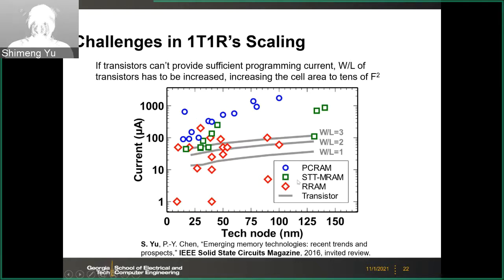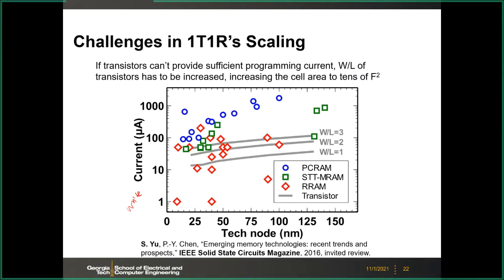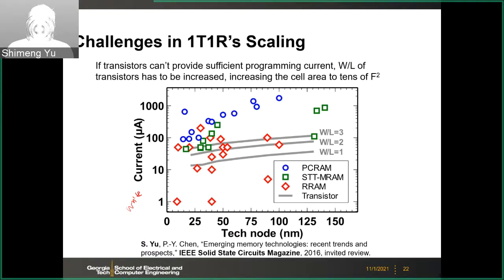So here is a survey of different technologies in terms of the write current. This is the write current with respect to the tech node. And you see that most of phase change memory needs high current, even larger than a milliamp for the older technology node. The reason is that with phase change memory, you need to pass large current to heat up the material. So the current is high.